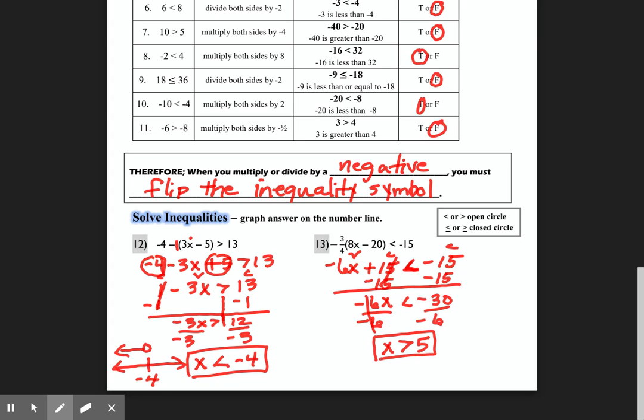And then we'll have our number line, not picky. Just have our 5 right there. And in this situation, again, it's another open circle. It's greater than. So we're going to move it, make the arrow go to the right.